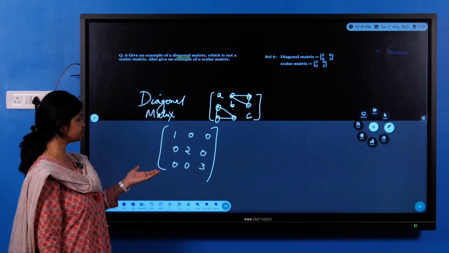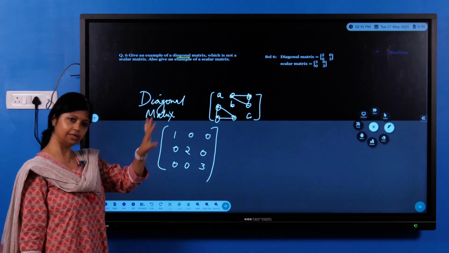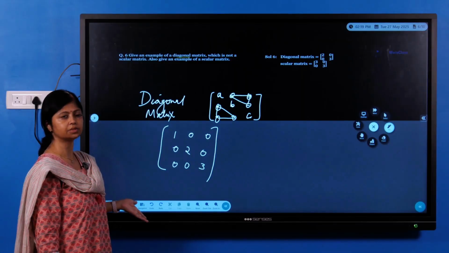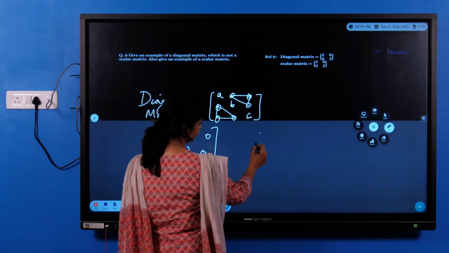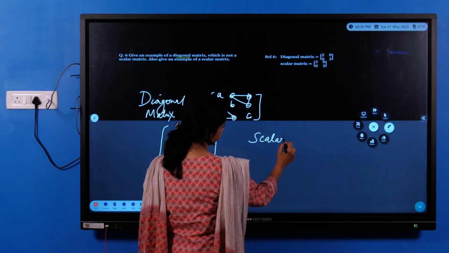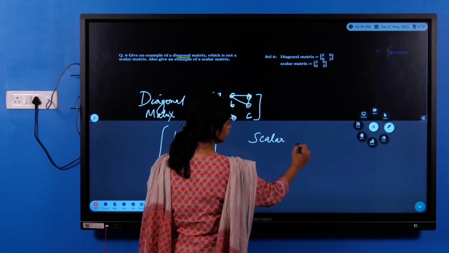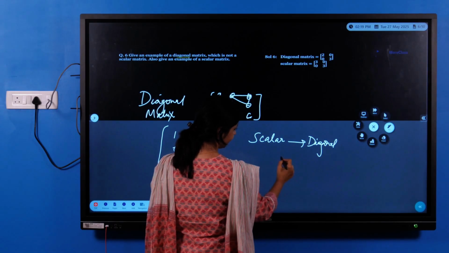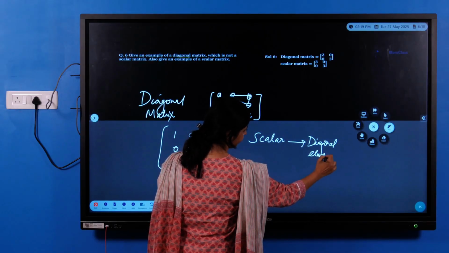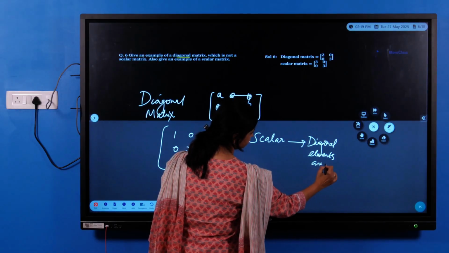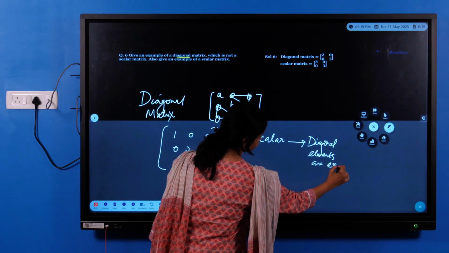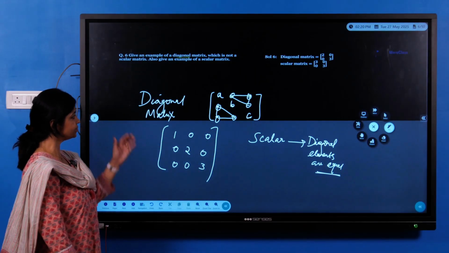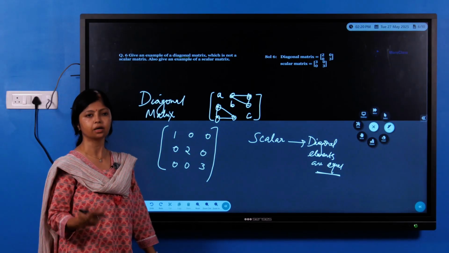Now, something which is diagonal but not scalar. We also have to understand that all scalar matrices are also diagonal, but what is essentially the difference? How does a diagonal matrix become a scalar? So again, a definition of scalar. A scalar matrix is a diagonal matrix where the diagonal elements are all equal. So when the diagonal elements become all equal, it will become a scalar matrix.